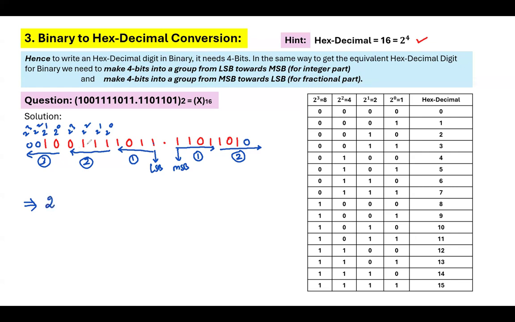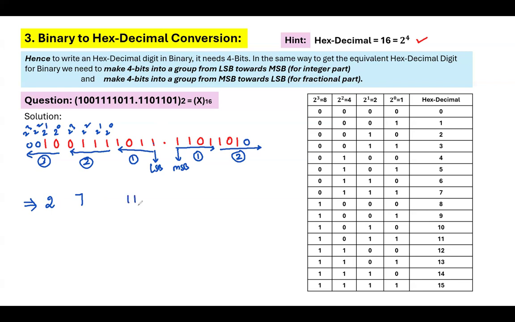For the second group, 1, 1, 1: 2 power 2 is 4 plus 2 power 1 is 2, 6, plus 2 power 0 is 1. Therefore, its equivalent hexadecimal digit is 7. Next, 1, 0, 1, 1. The same way, 1 means 2 power 3, 8, plus 2 power 1 is 2, 10, plus 2 power 0 is 1. Therefore, its equivalent value is 11.